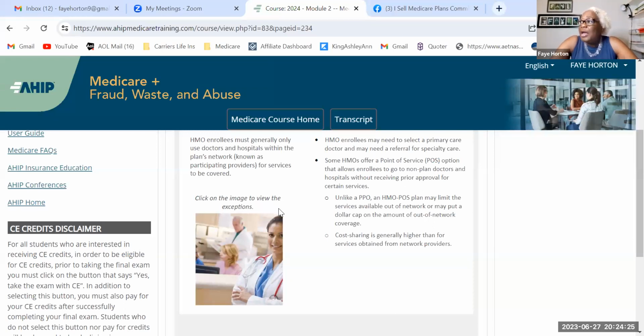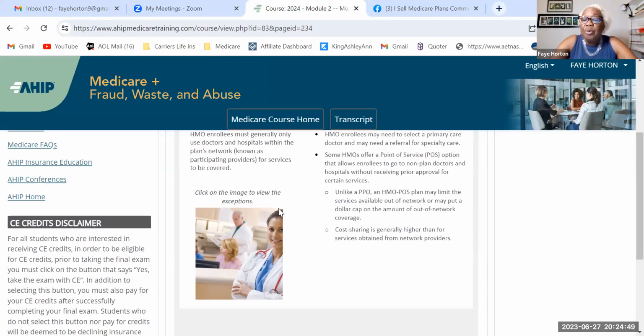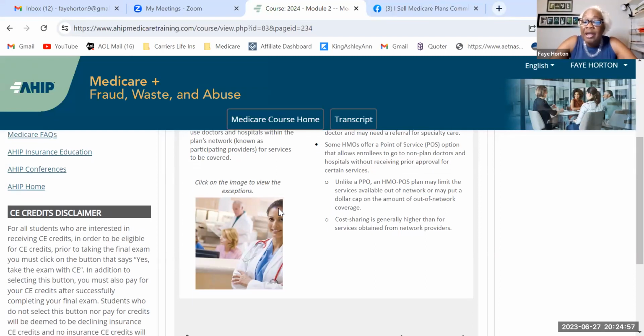Some HMOs offer a point of service option that allows enrollees to go to non-planned doctors and hospitals without receiving prior approval for certain services. Unlike a PPO, an HMO POS plan may limit the services available out of network or may put a dollar cap on the amount of out-of-network coverage. Cost sharing is generally higher for any services that are obtained outside of the network providers.